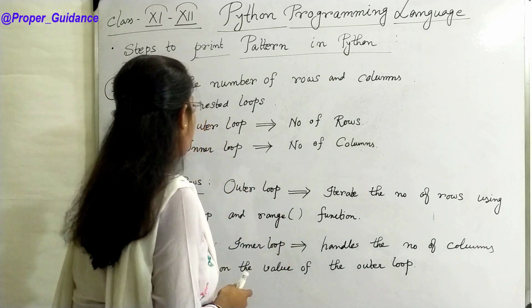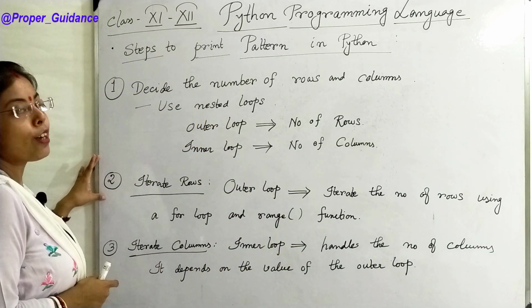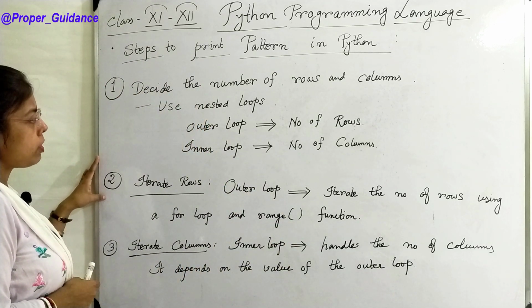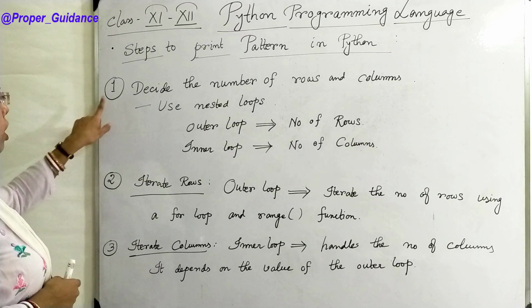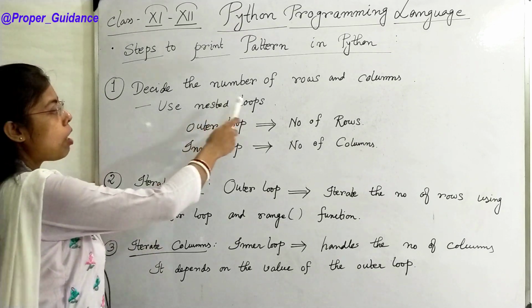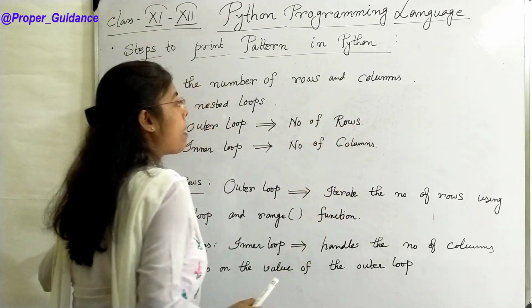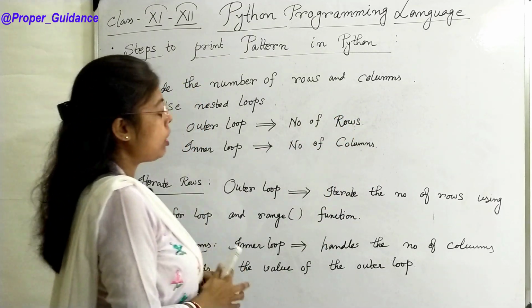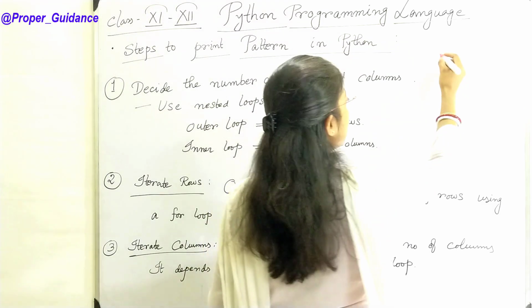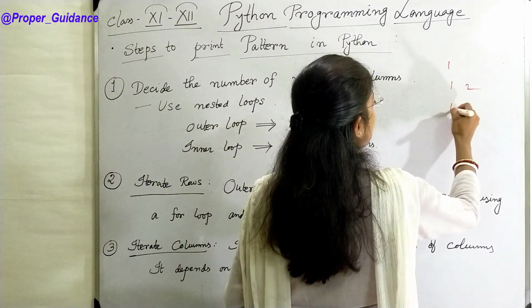This is not necessary, but it is helpful, I think. So please write down these 3 points first. Number 1, decide the number of rows and columns in a pattern. One more thing: what is a pattern? Suppose you are given something like this.